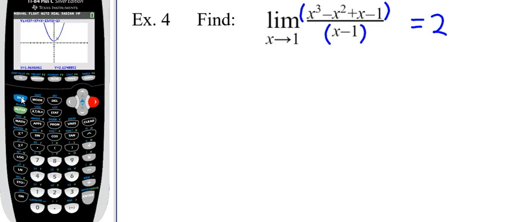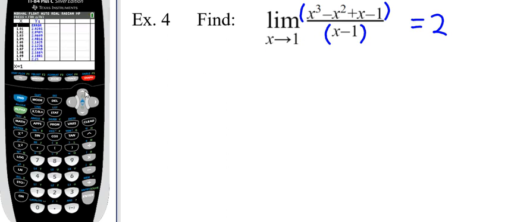Let's verify that with a table. Let's set up our table so that it starts at 1. Remember, because x is approaching 1. Let's go to our table. Notice, kind of cool, when x equals 1, there's an error, but we don't care. We don't want to know what y is when x equals 1. We want to know what y is getting closer to when x is getting closer to 1. And we can say this is happening from both sides. It looks like it's getting closer to 2. I think that verifies our answer.